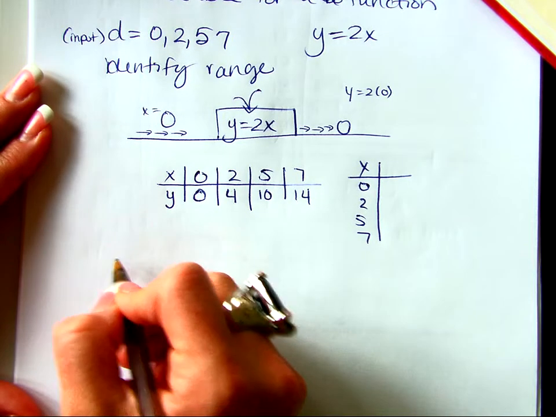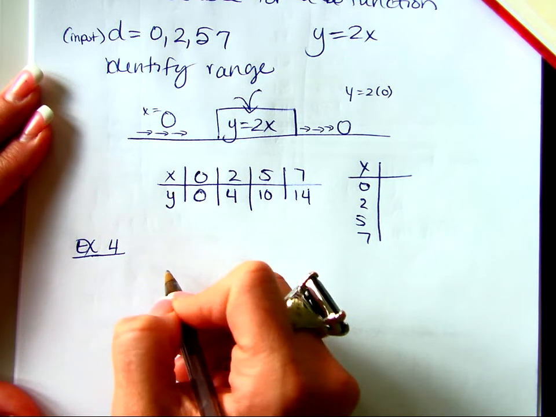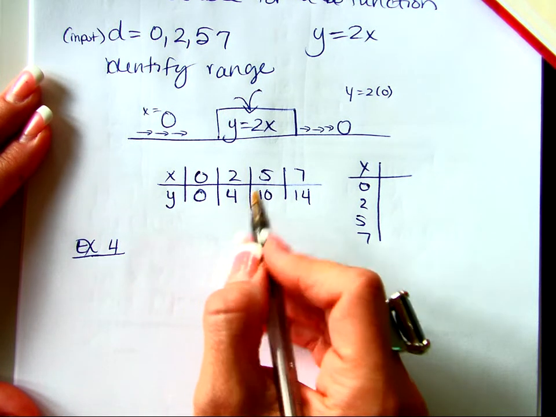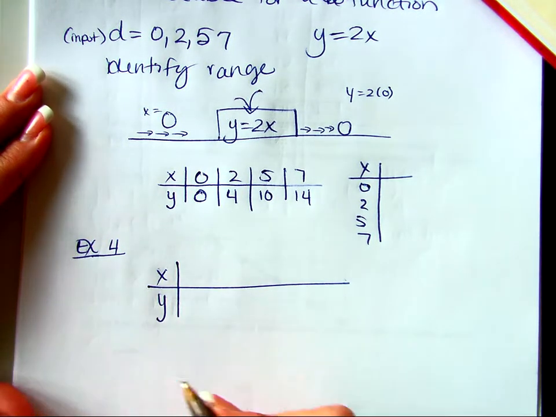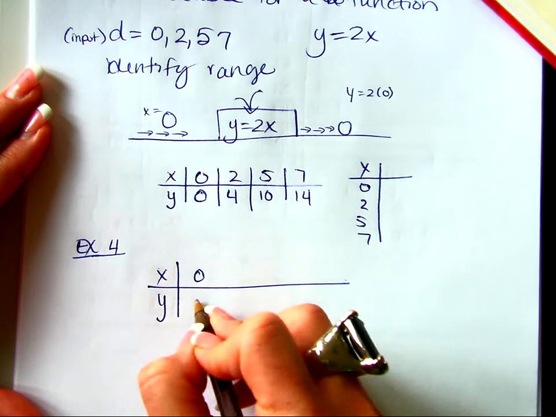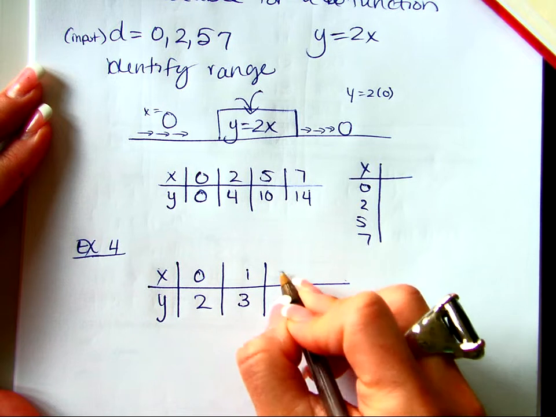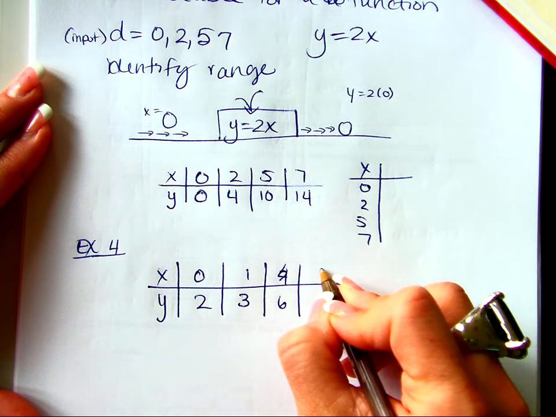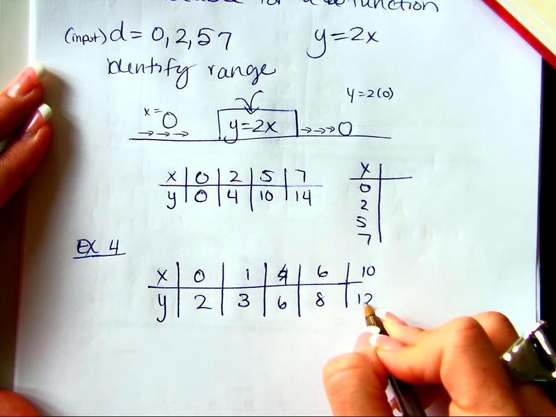Okay? Now, example 4 is going to ask you to actually go backwards. I'm going to give you the table and ask you to write the function rule from it. So if we were to have our xy table, and the values were 0, 2, 1, 3, 4, 6, 6, 8, and our last one would be 10, 12.